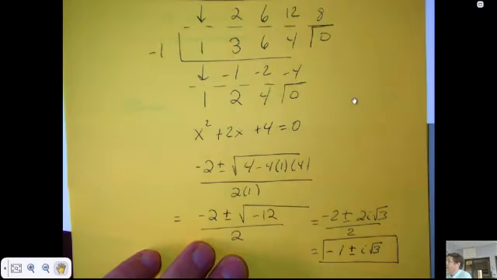And you're welcome to write it like that, or you can write it as 2 separate ones, negative 1 plus i root 3 or negative 1 minus i root 3.